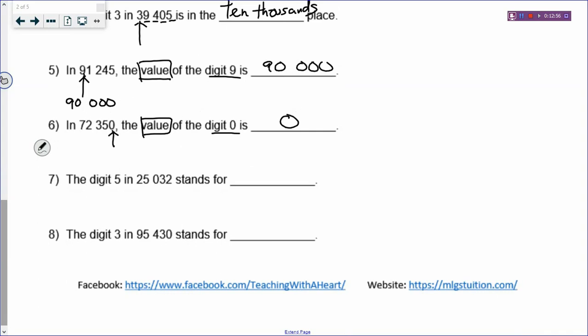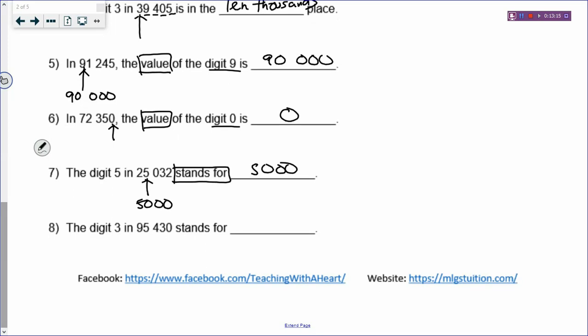Alright, what happens if you see stands for? It's the same as value. So the digit 5 in 25032 stands for what? Again, you have to write your answer in numeral. So that will be 5,000. It's the same as value. So it stands for 5,000. And the digit 3 in 95430 stands for what? The 3 is in the tens place, so it stands for 30. So you need to write in numeral.